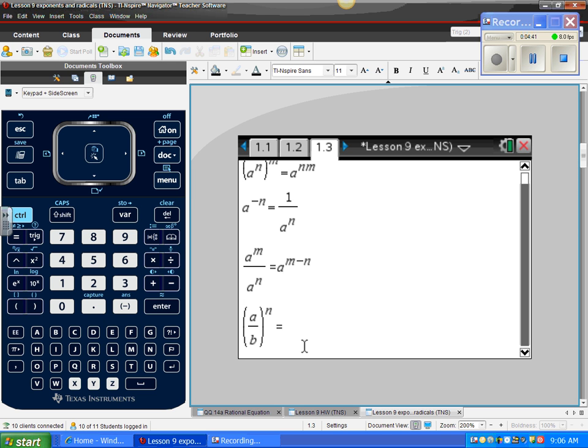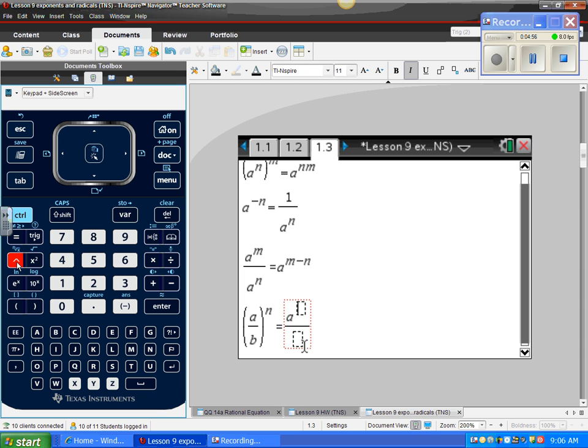A divided by b raised to the n? Yeah, you have to remember that when you have parentheses, you have to raise everything in those parentheses to the exponent. Okay? So this is a to the n over b to the n. Okay? God bless you. Lots of sneezy people today.